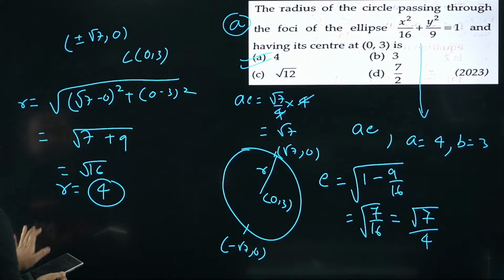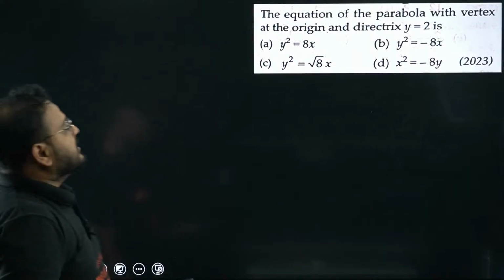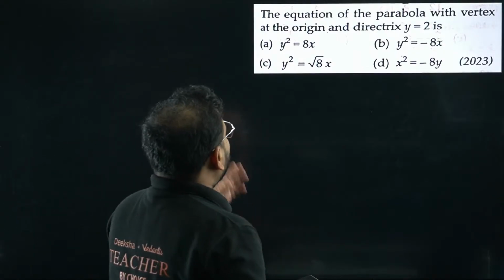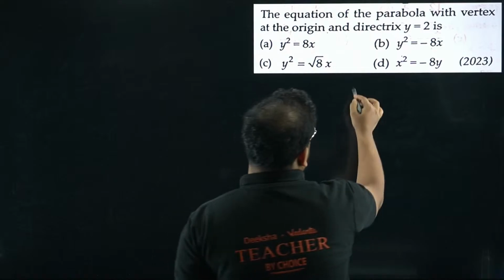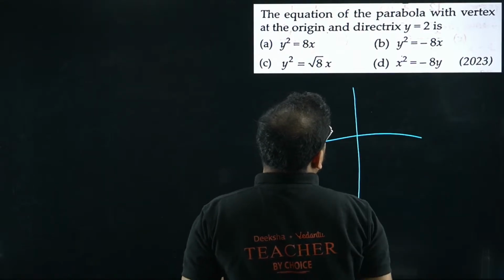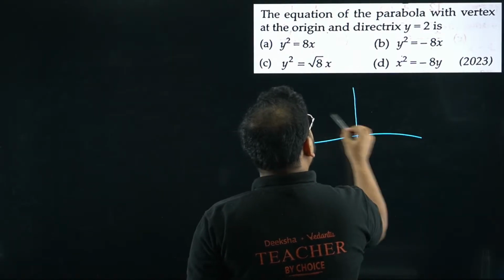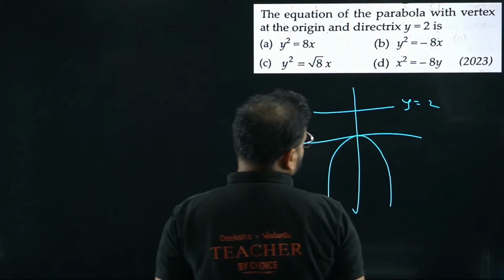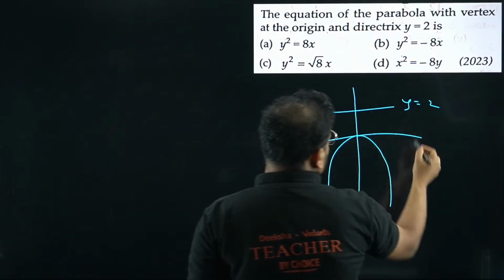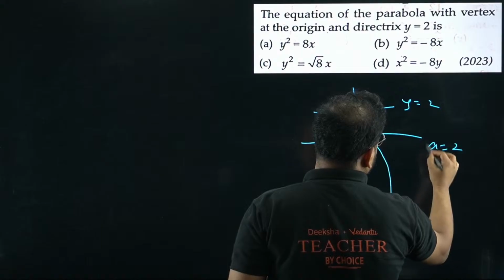Okay, great, excellent work. The equation of the parabola with vertex at the origin. Okay, what is the origin? And directrix is y equal to 2. That's your directrix, means this is your parabola, right? Of course, this is going to be your a value is 2.